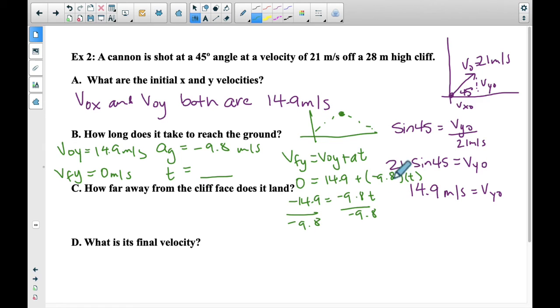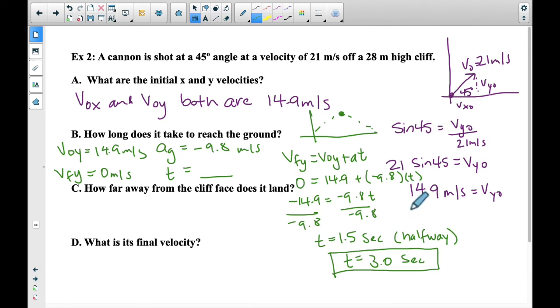I just need to take a minute to plug in my values and work out this equation. Okay, so I divide by negative 9.8, and I get 1.5 seconds, and that is halfway. And so my total time is 3 seconds.